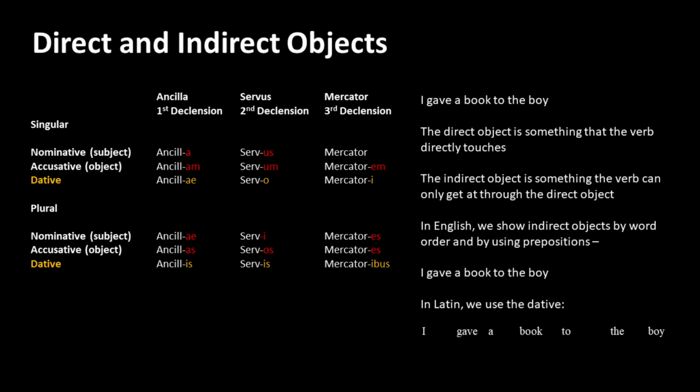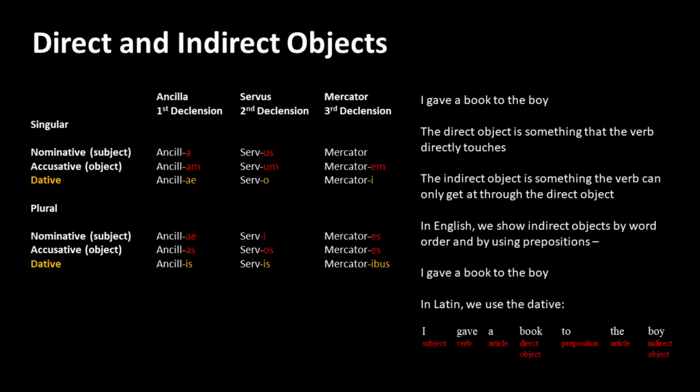Let's then do some parsing. That is, let's do some grammatical analysis of the sentence. I is the subject. Gave is the verb. A is an article. Book is the direct object of the verb. To is a preposition. The is another article. Boy is the indirect object.